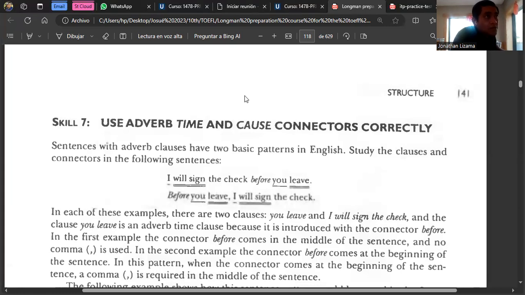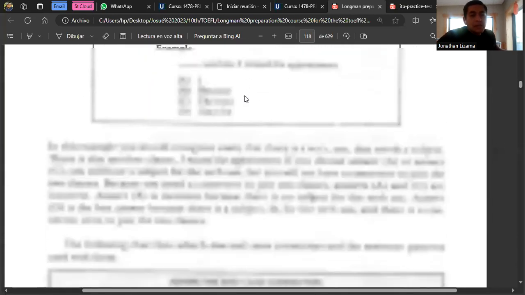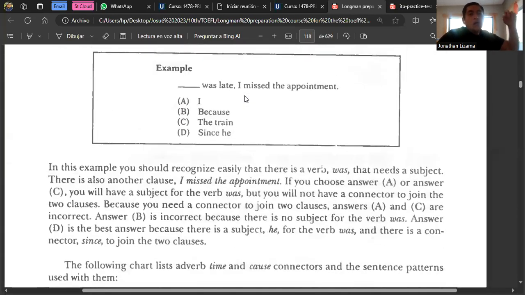If you put before at the beginning, you need a comma to divide the two sentences. It's the same with when and while. Okay, you have this one. You see, I was late, but after late there is a comma. If there is a comma, you need another connector at the beginning. So watch it right now.